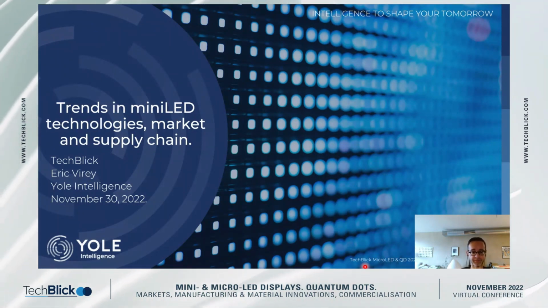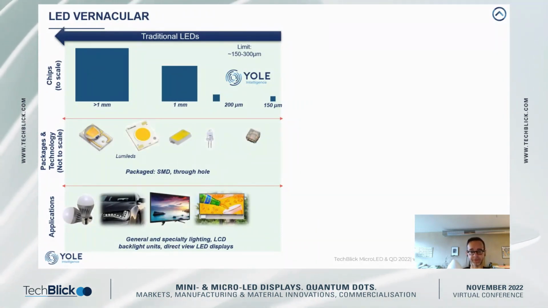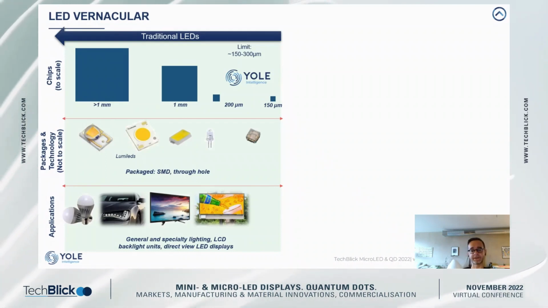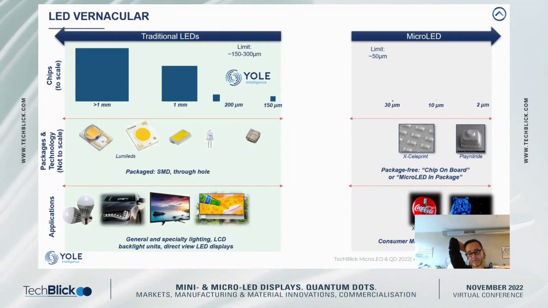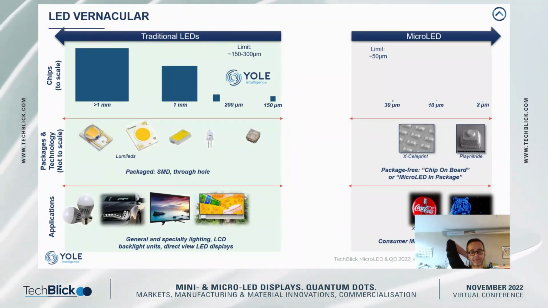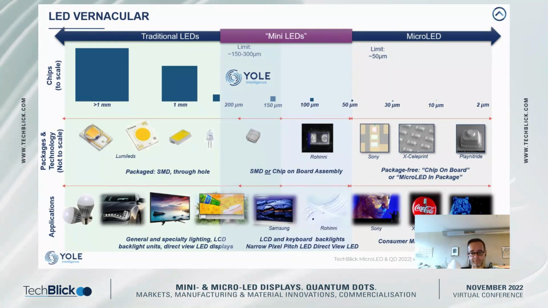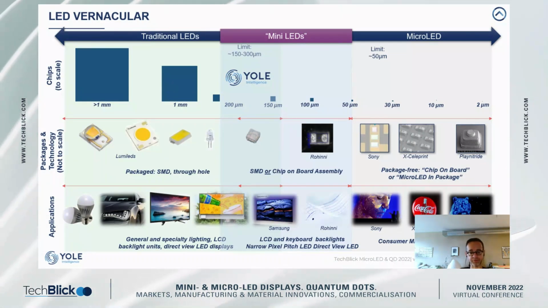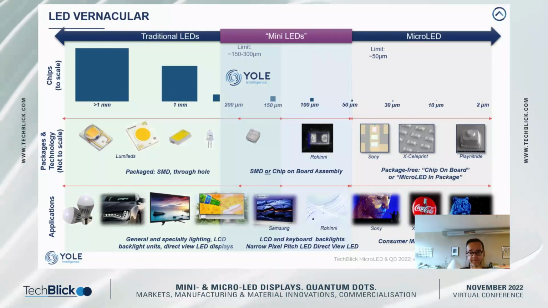So maybe before jumping into the topic, a quick word of introduction. I'm sure everybody is familiar with traditional LEDs used in lighting applications and LCD backlight. At the other side of the size spectrum, we have micro LEDs, typically 1 to 50 micron in size, although there are no commonly accepted definitions. And then somewhere in between, you have that gray area of mini LEDs with sizes ranging anywhere from 50 to 200, 300 microns. And here again, there's no commonly accepted definition.